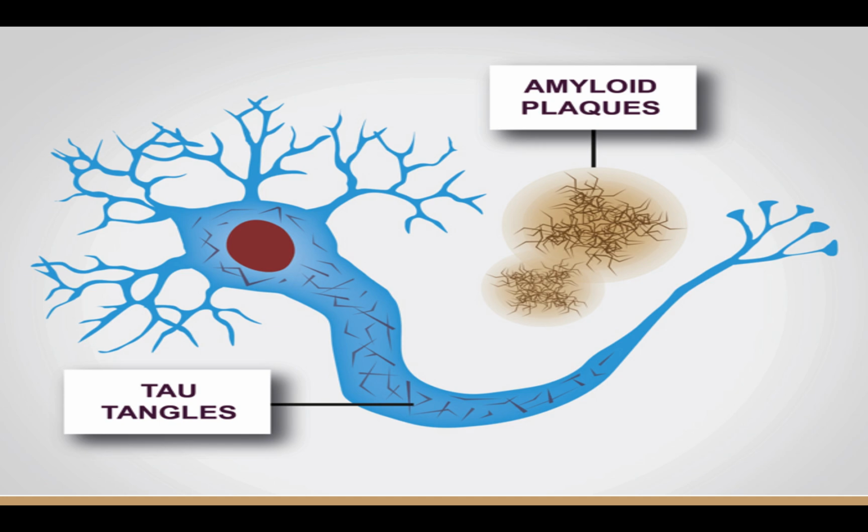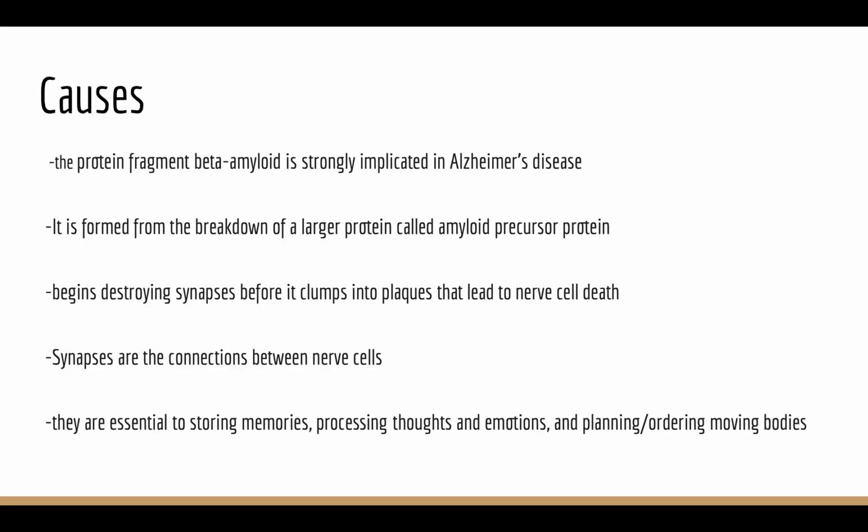So here's more information about the cause. The protein fragment beta amyloid is mainly what's indicated in Alzheimer's disease. It destroys the synapses before it clumps into plaques that lead to nerve cell death. The synapses are the connections between nerve cells, which are essential for storing memories, processing thoughts and emotions, and moving around your body. So when the synapses are destroyed by the protein, your memory and such is also destroyed.